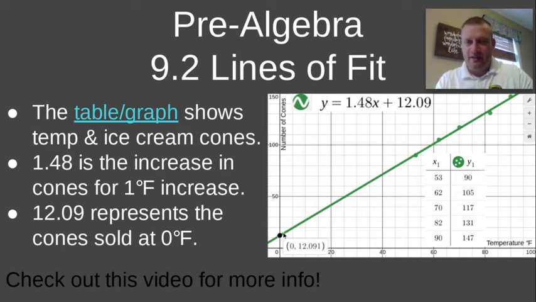So the y-intercept's really easy. It's 12. It's where the line hits the y-axis, and that's modeling a temperature of 0 degrees Fahrenheit corresponds with about 12 cones of ice cream. And now when we get over to 20, this number is about 42. If we do 42 minus 12, we get about 30. And then 30 divided by 20.